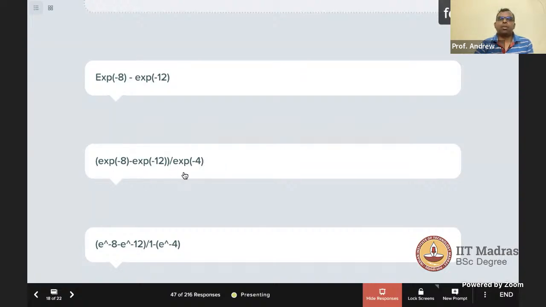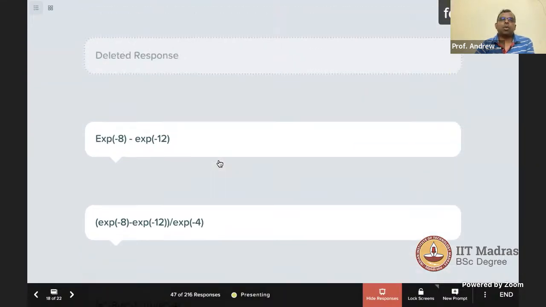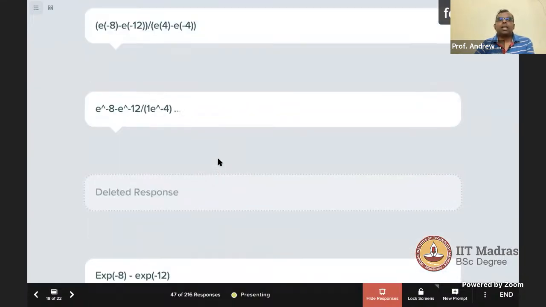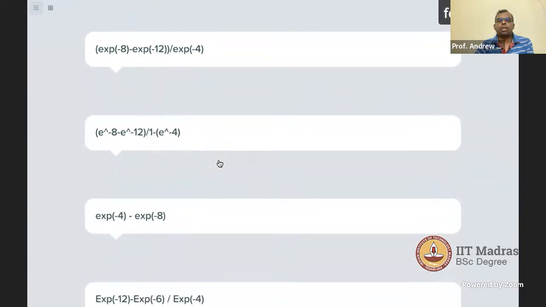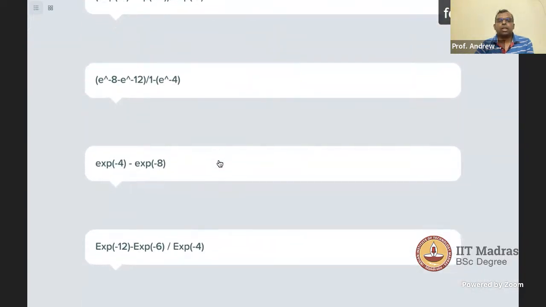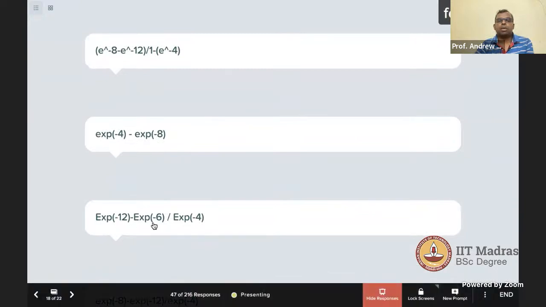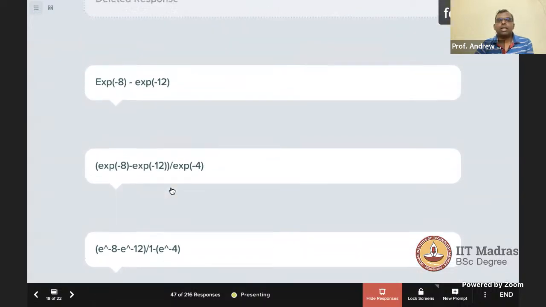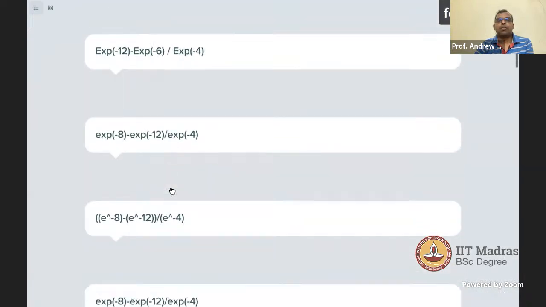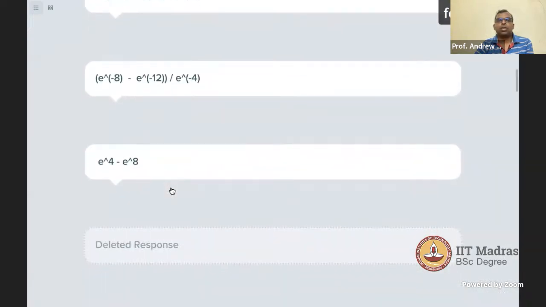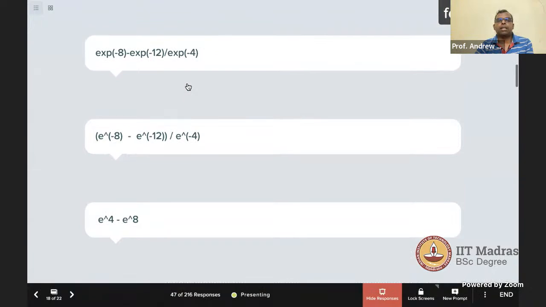So I think a lot of people are making small mistakes in the subtraction and all that. Okay, be a bit watchful. See, e power minus 12 minus e power minus 6. In your mind, you should know that this is wrong because this will give you a negative answer, right? And all these kind of checks, you can look at carefully. Okay, make sure this is the correct answer. E power minus 8 minus e power minus 12 divided by e power minus 4 is correct.